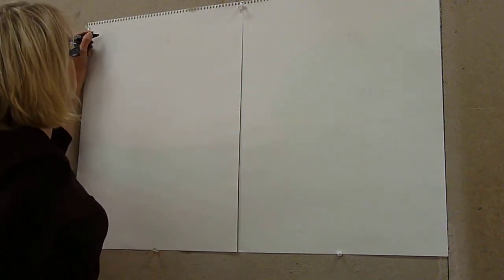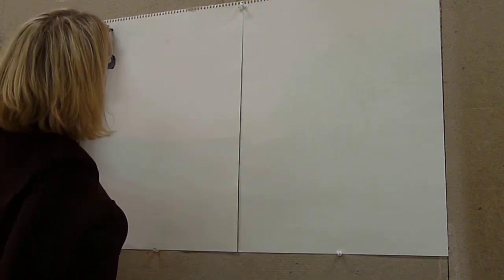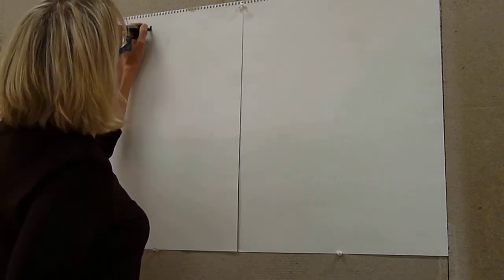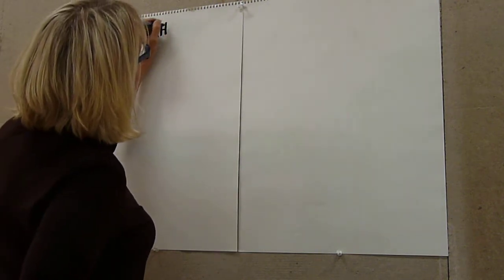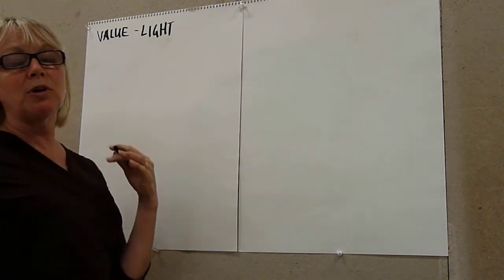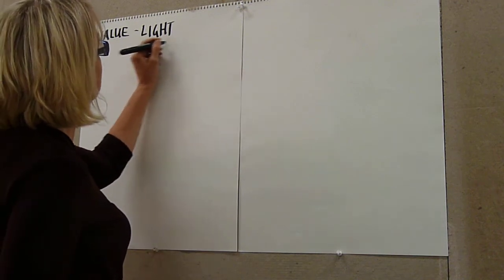We're going to be showing a demonstration on using value. Value is vital. We only see value through light. If the lights are off, there is no value. In general, we're going to address value through the six levels or layers of light.